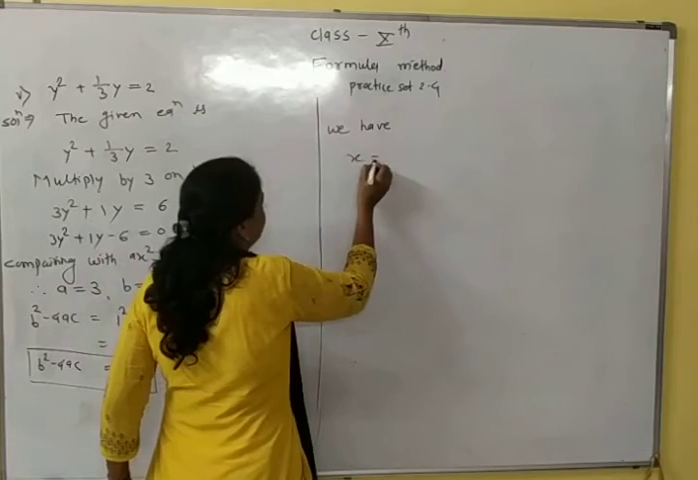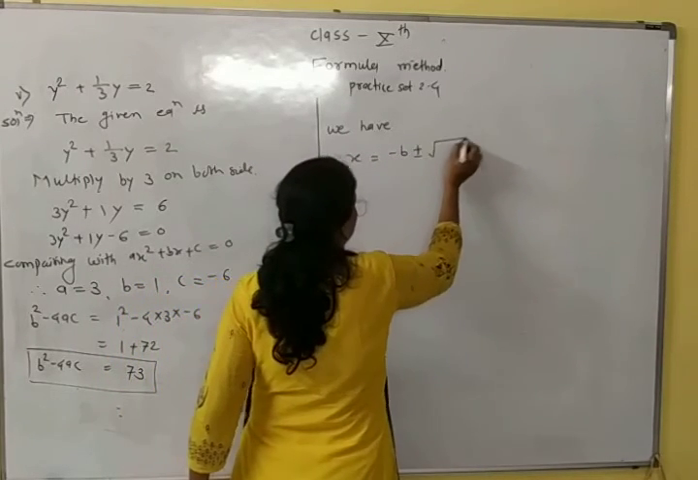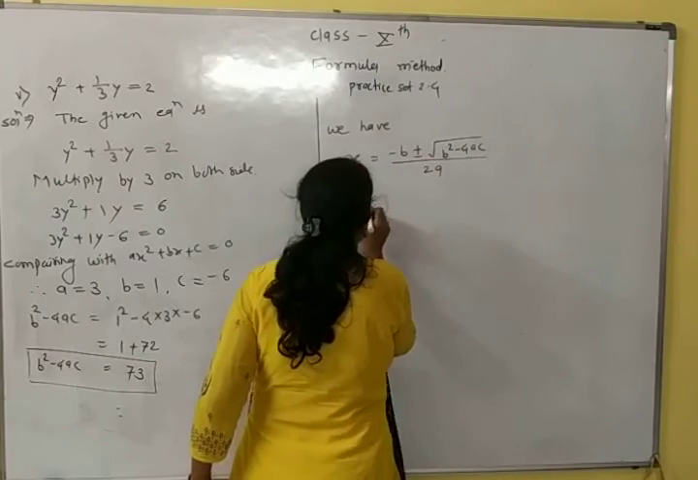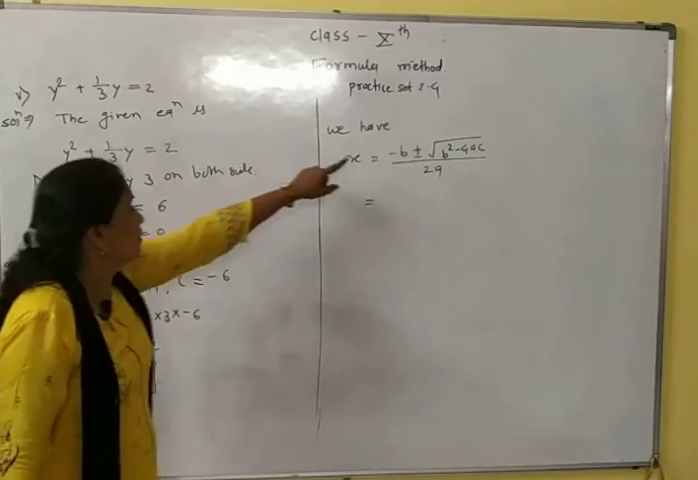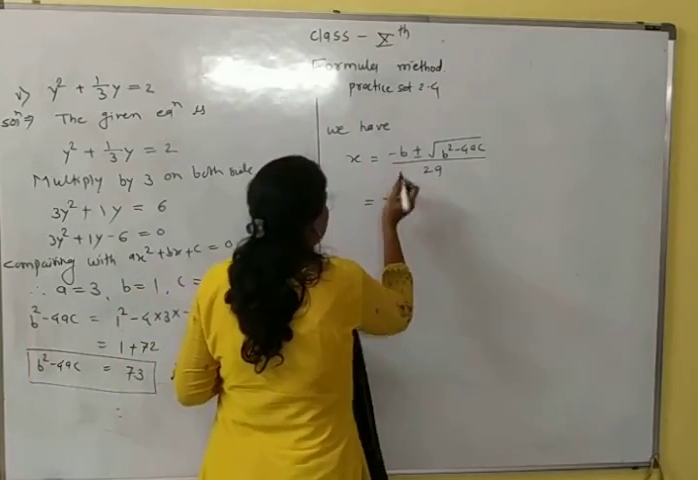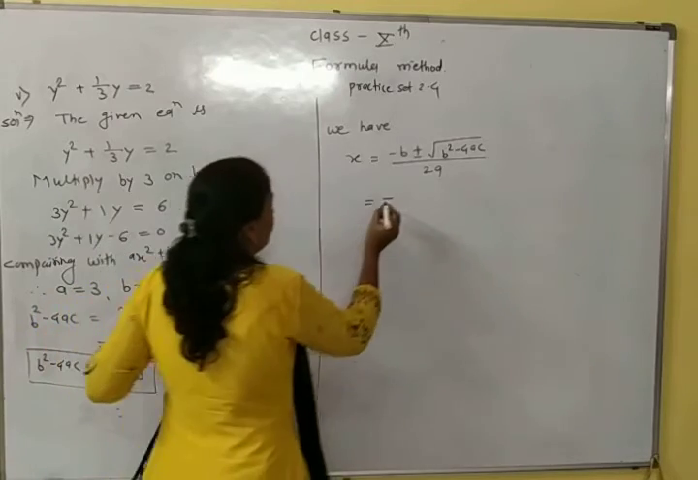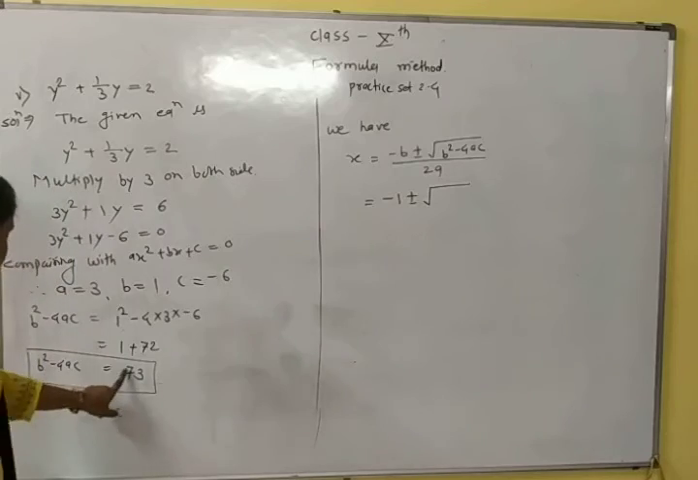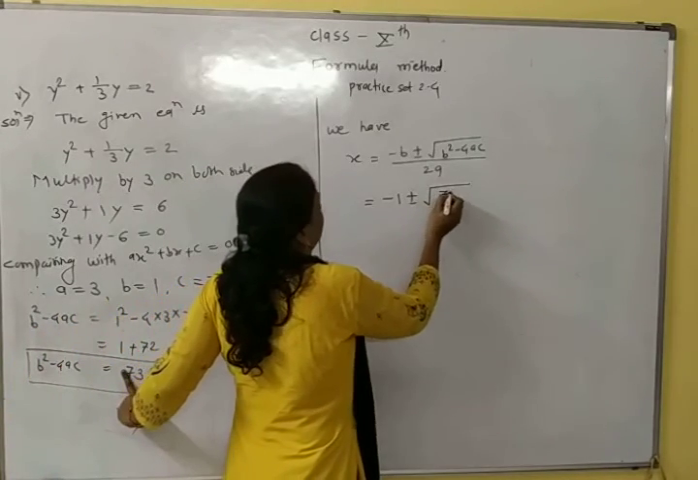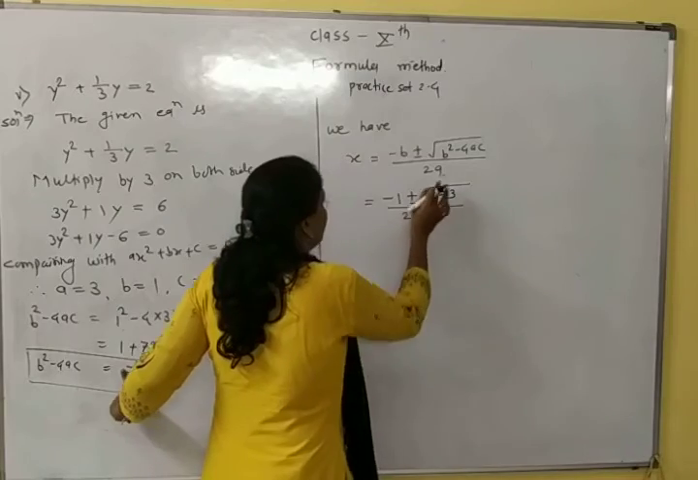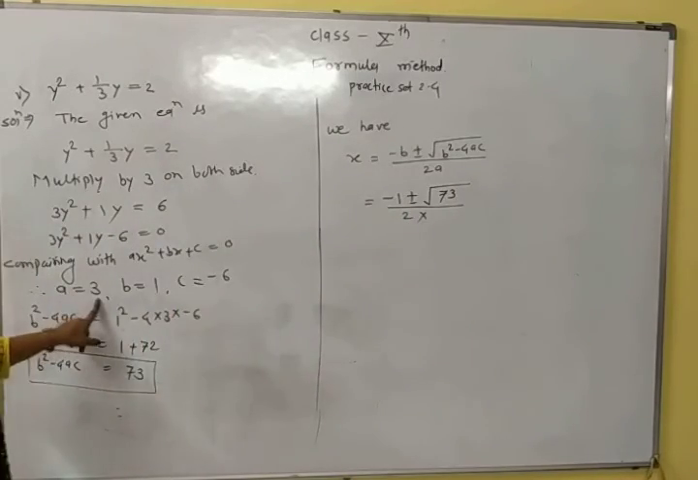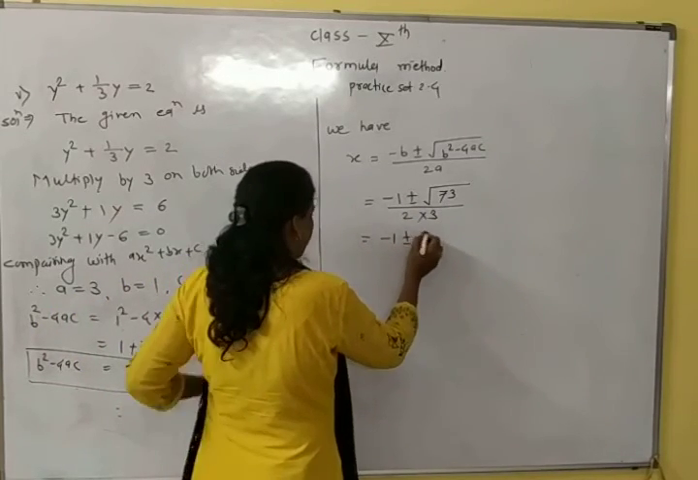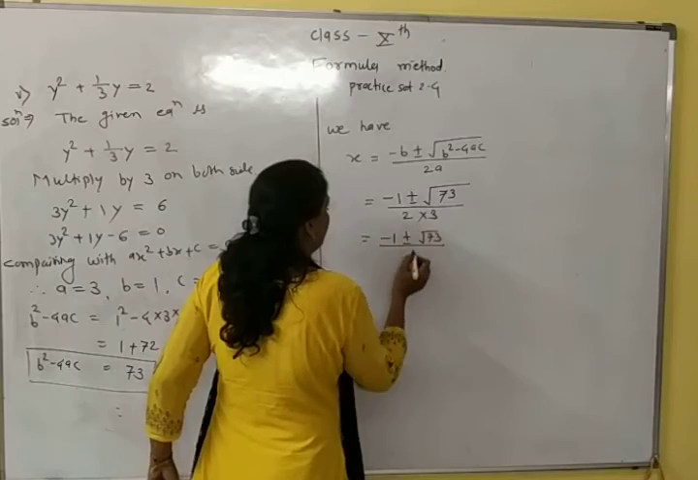We have x equal to minus b plus or minus square root of b square minus 4ac upon 2a. Here minus b, the value of b is 1. Then put minus 1 plus or minus root of the value of b square minus 4ac, which is 73. Therefore, 73 divided by 2 into the value of a, which is 3, means 2 into 3. Solve this. Minus 1 plus or minus root 73 and 2 3s are 6.